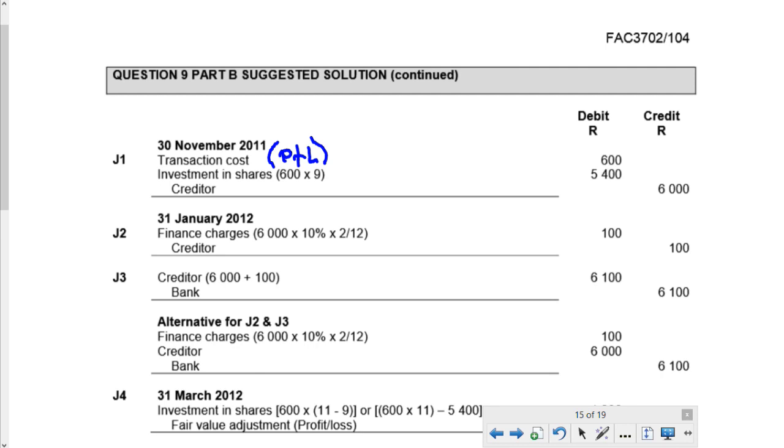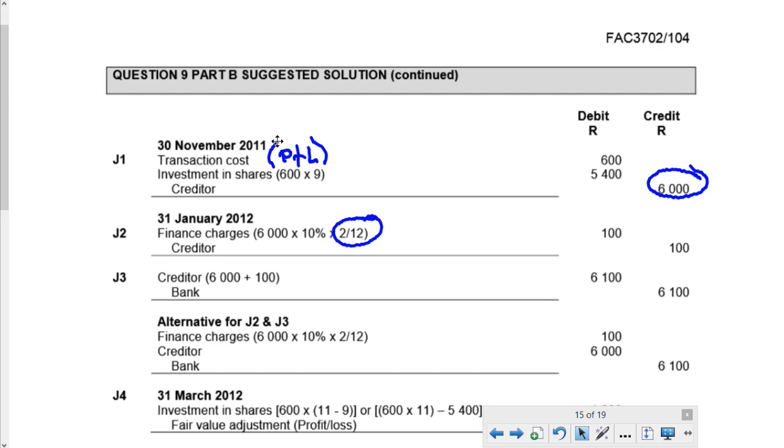Then, to the 31st of January, we have to put in interest. They said you have to pay interest at 10%. You pay interest at 10% on the 6,000, and you pay it for 2 months. 100 Rand of interest. And then on the same date, you settle. Pay the creditor, bank. You could have done that all in one journal, but I do like to see separate journals. So first booking the interest, then paying the creditor on the 31st of January.